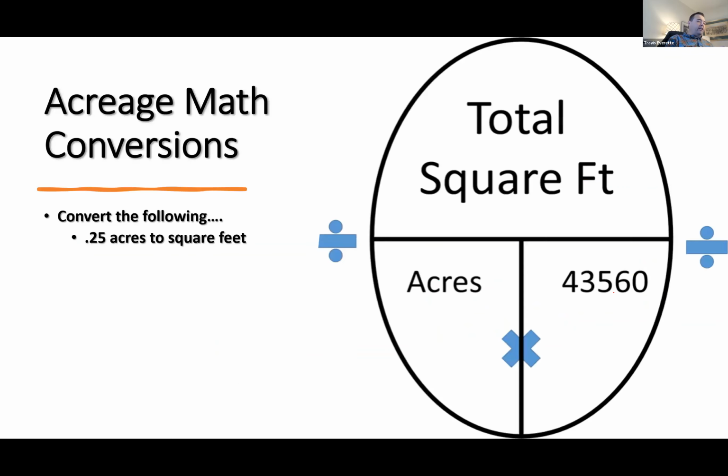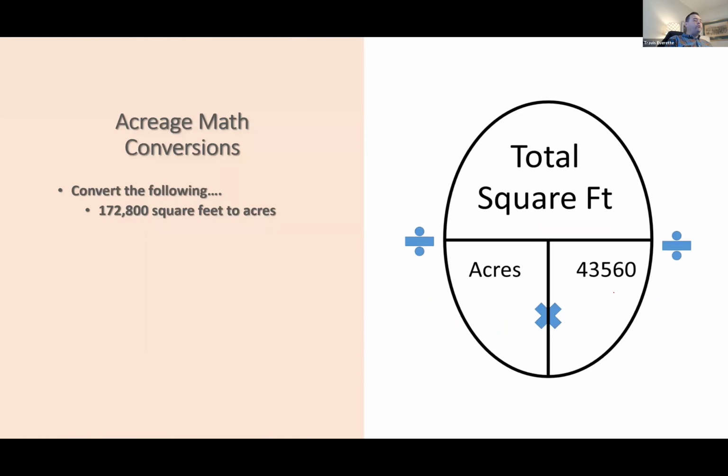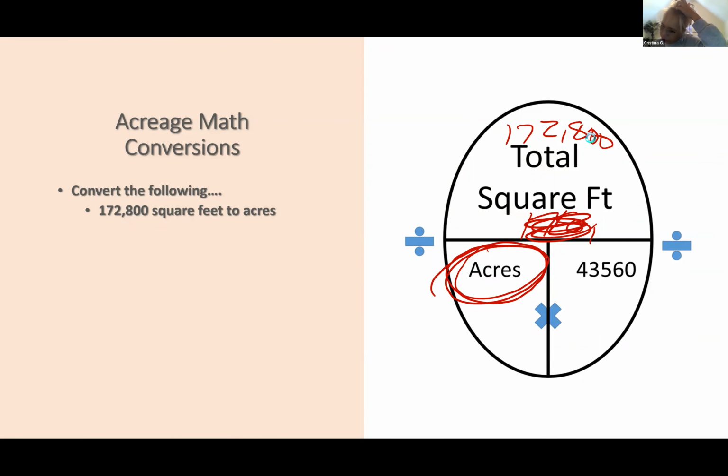I'm going to skip ahead here because I think y'all are probably okay with it. We can go the other direction. Look at this one. It says convert 172,800 square feet into acres. In this case, they want to know acres, but you can still just fill your formula in. Am I multiplying this time, or am I dividing? Dividing. 172,800 divided by 43,560. That is 3.9669.